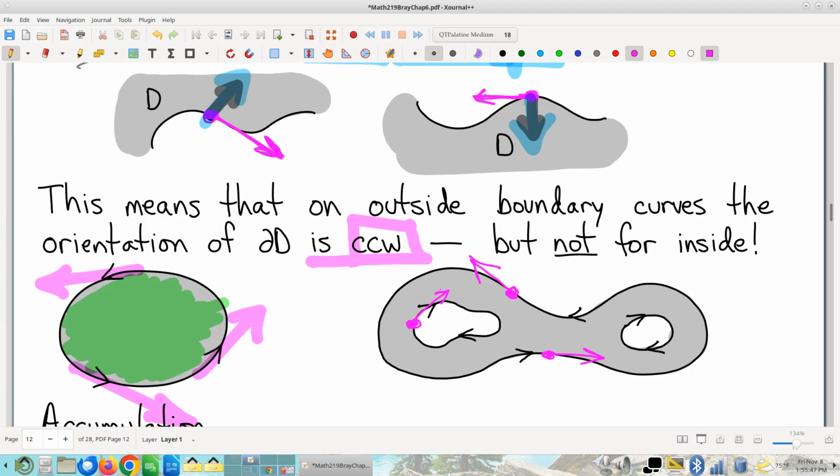Yeah, question? Is that why we usually talk about curves in R2, like when we're doing line integrals, as oriented counterclockwise too? Let me think about that. The convention, the counterclockwise thing, is due to it being part of the convention for boundaries.